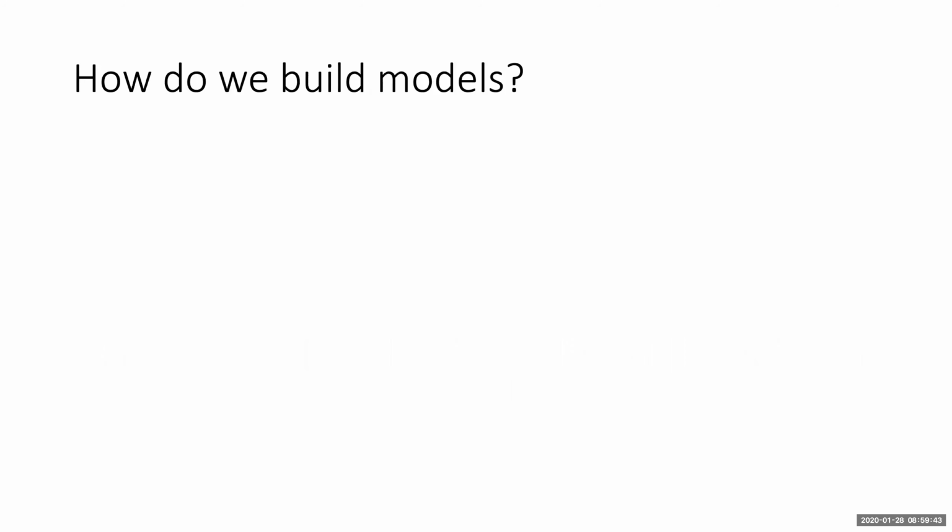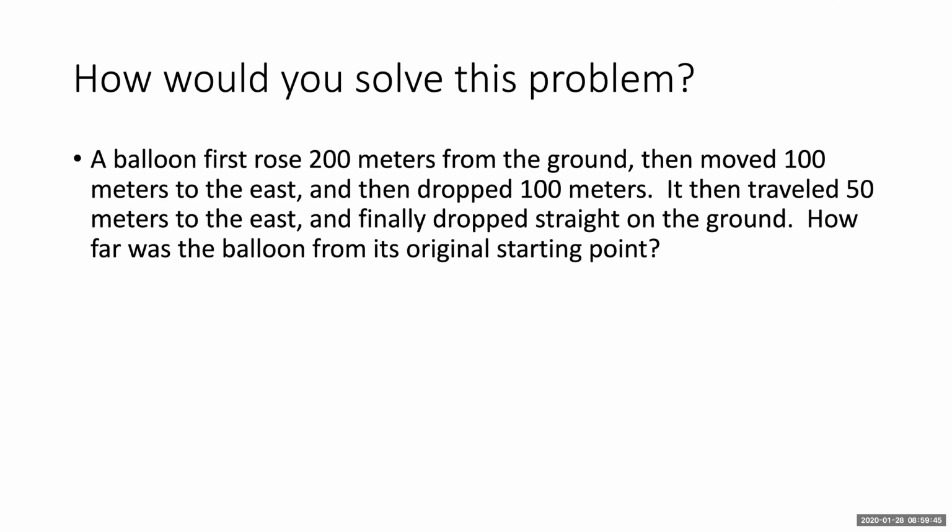Let's go back. So how would you do this? Well, you could draw a picture, and for me, personally, that's what I do. I would take a sheet of paper out, and I would draw a line up 200 meters, and then I would move east, and to me, in my mind, east is right, so I would draw to the right, and then I would drop 100 meters.